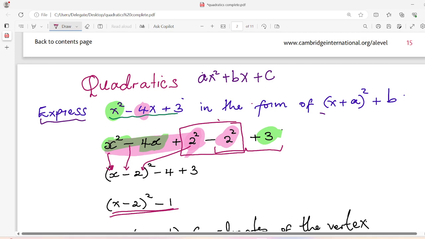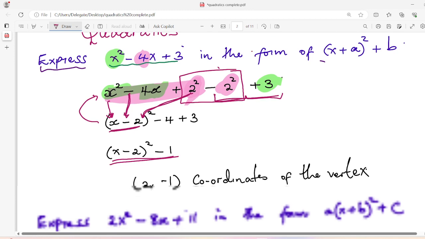Then the third step, you need to form a double bracket that can be expanded to give you the first 3 terms. So you move this x, you move this 2, and then the sign in there, everything squared. When I expand this bracket here, I'll get x squared minus 4x plus 4. Then the remaining terms, you add them up together and get negative 1. So I've completed the square.